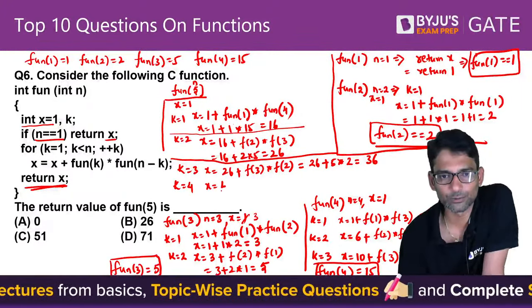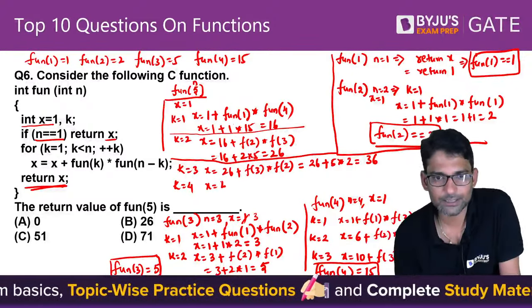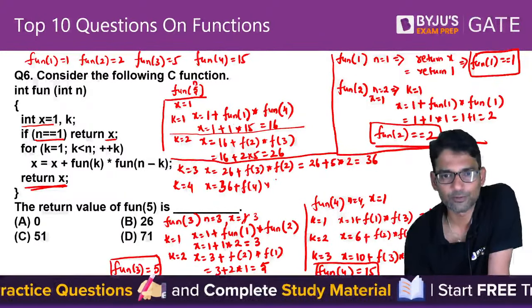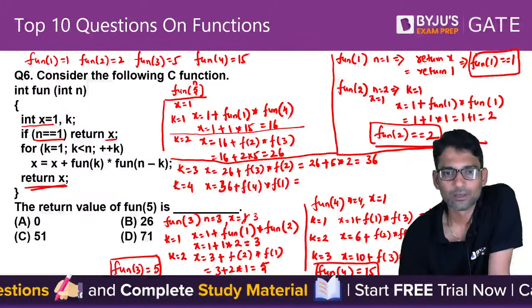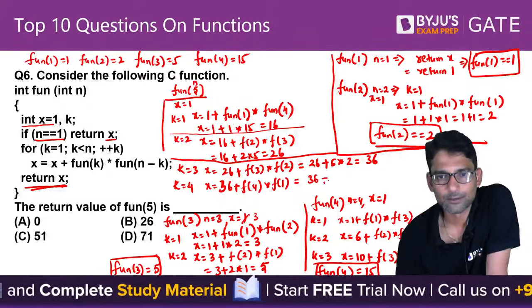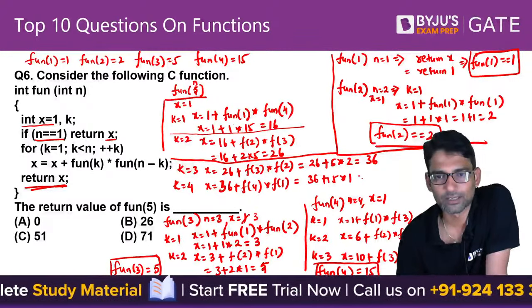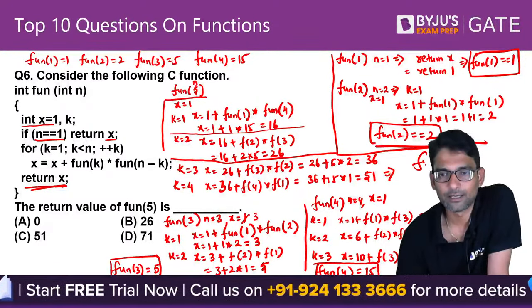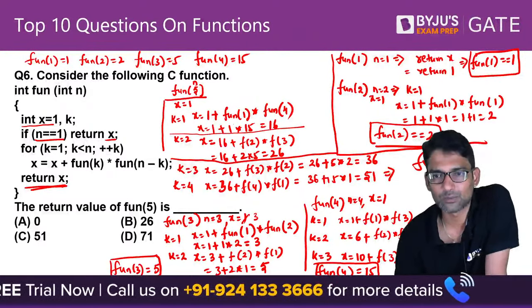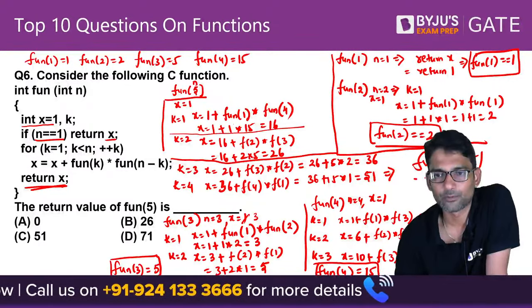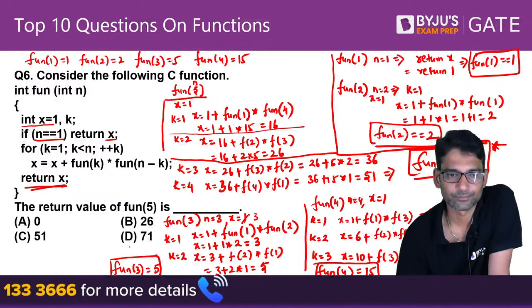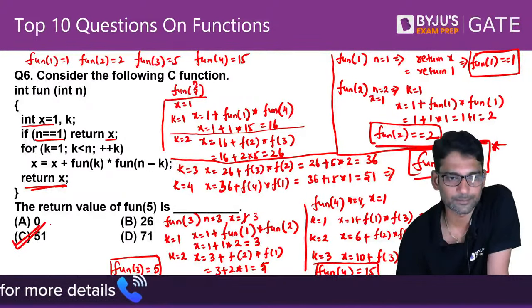And finally k equal to 4. X is equal to that 36 plus fun of 4 into fun of 1. So that is 36 plus 15 multiplied by 1, that is 51. So finally fun of 5 is equal to 51. So this is the answer. 51 is the answer.